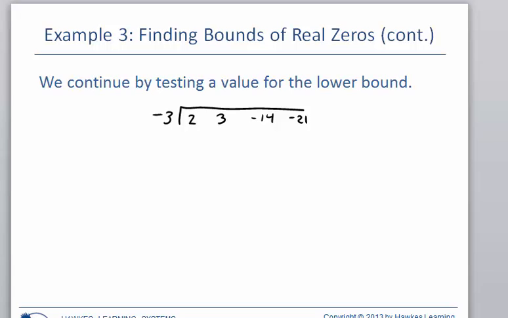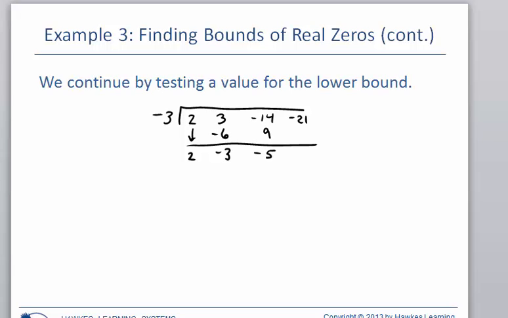And here for the lower bounds, remember that you're looking for an alternating sign from positive to negative across your bottom row. So I'm going to drop the 2. Negative 3 times 2 gives me negative 6. And I'm going to add, giving me negative 3. So that's good. We have an alternating sign. Negative 3 times negative 3 is 9. And we're going to add. And that gives me negative 5.